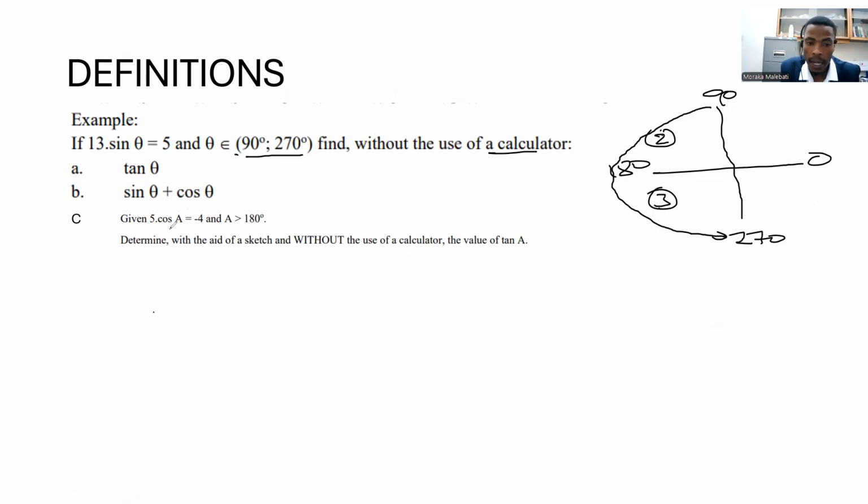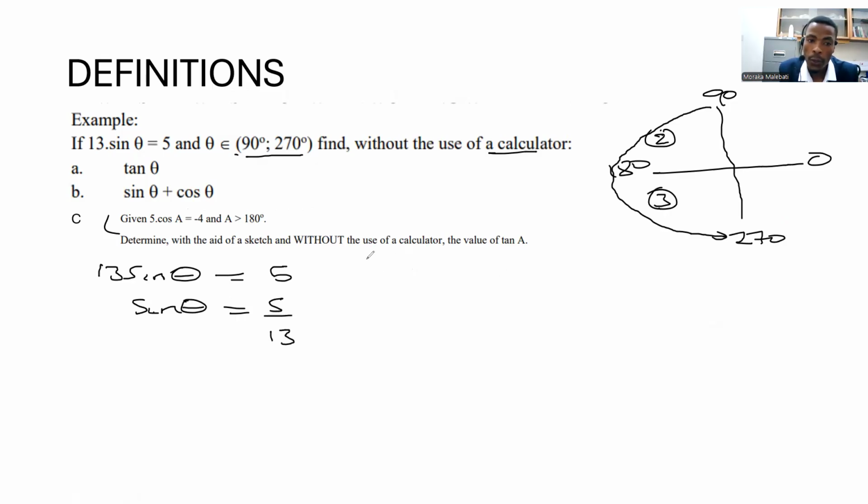After that we will have another question. You first have to isolate your trig functions. You divide both sides by 13, so sine theta is 5 over 13.